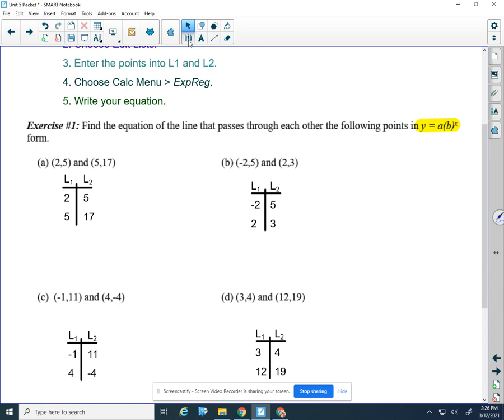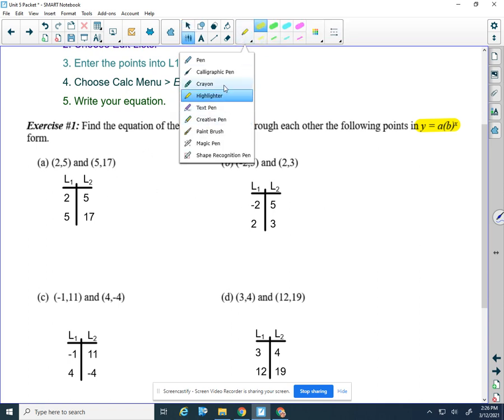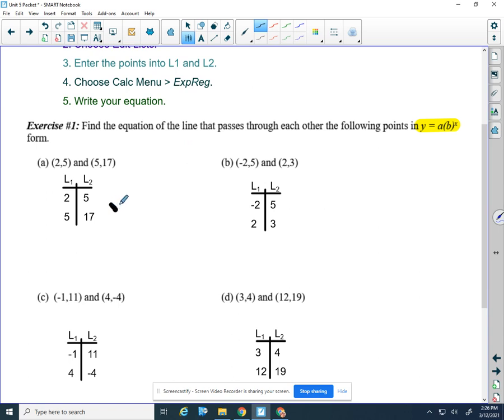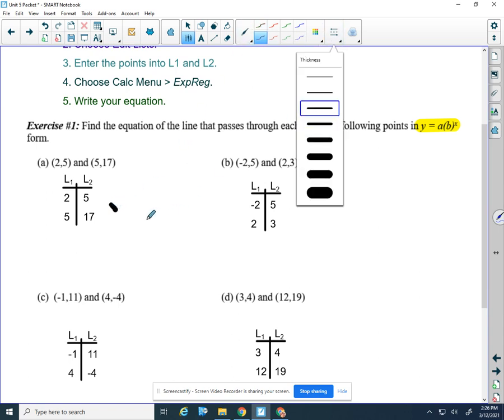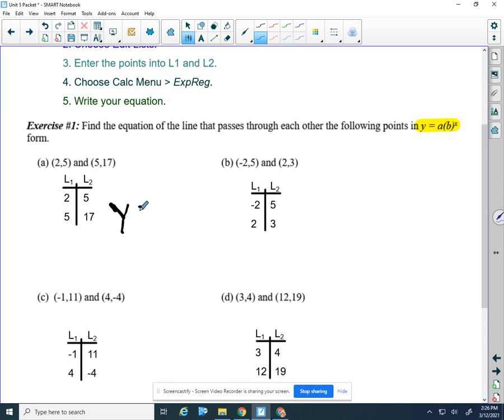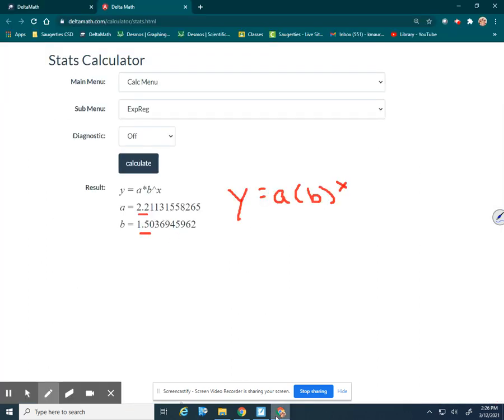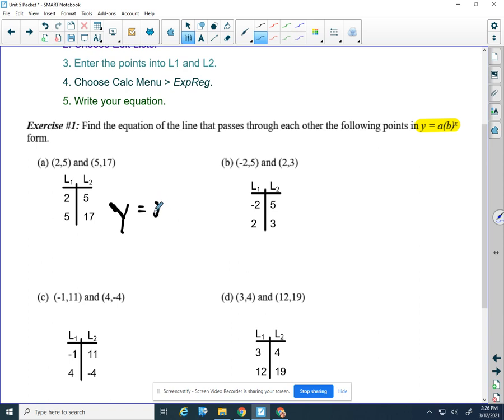So over here now, I'm going to write, I'm doing this at the computer today. Y equals, go back here, 2.2 times 1.5 to the x. Now, I would like you guys to try these. Pause the video, try these 3 problems, come back and check your work.